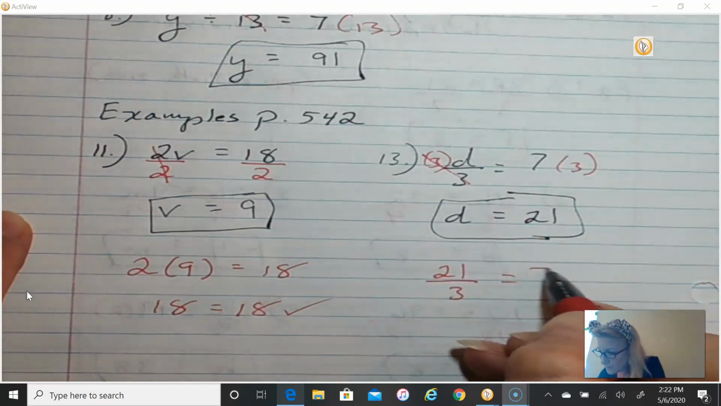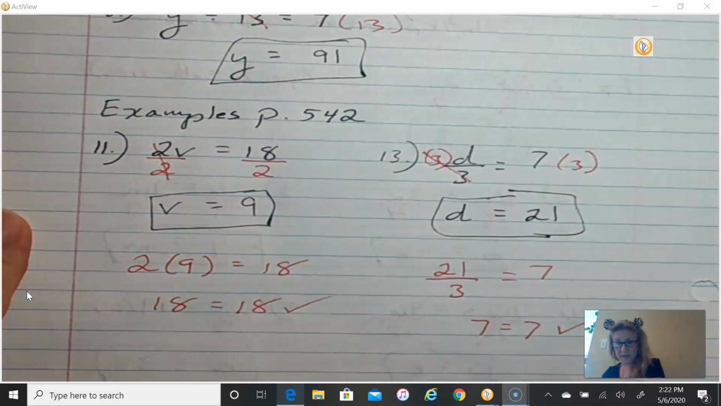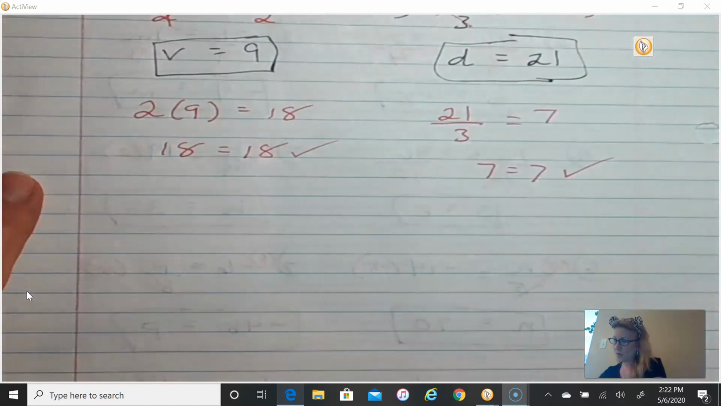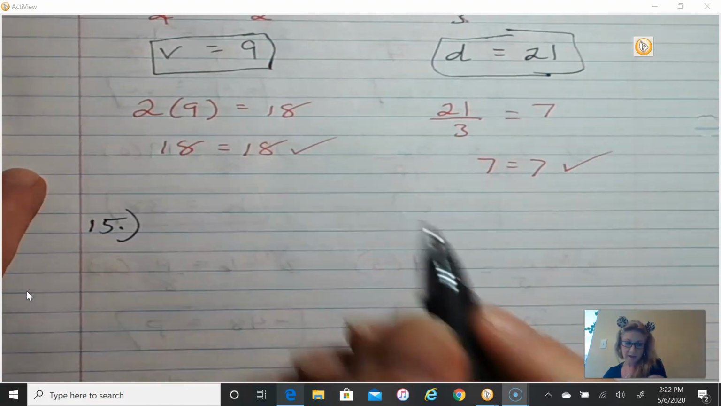So we do this, and 21 divided by 3 is 7. So it checks. Okay, I think y'all are probably getting it by now.